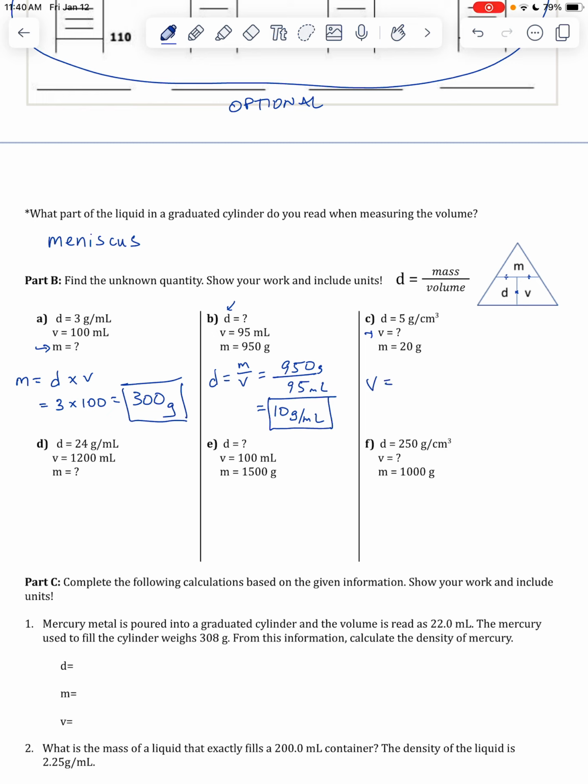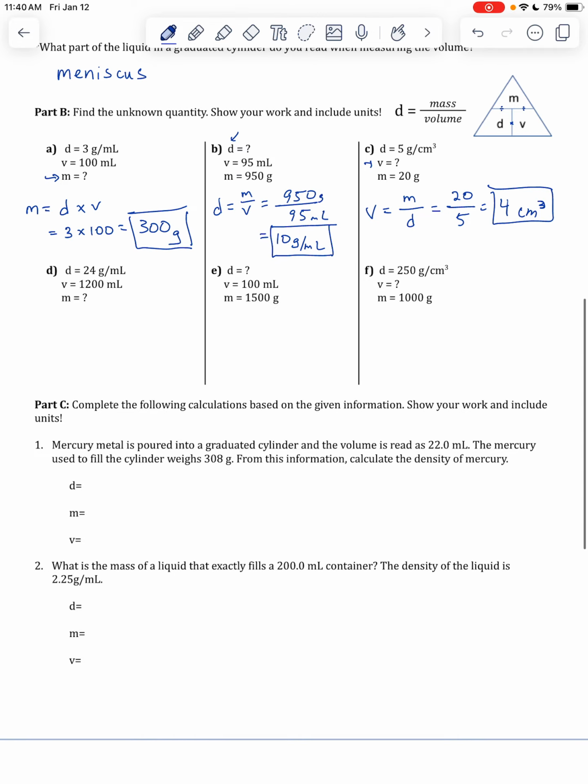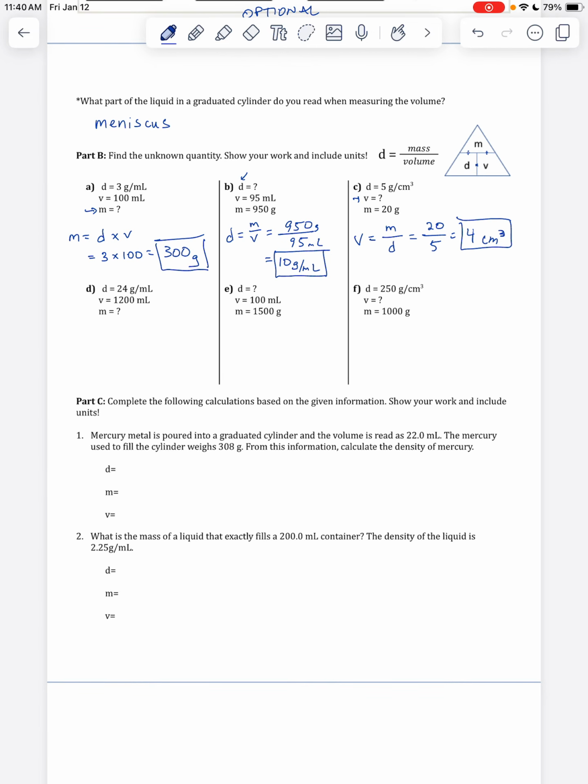All right, and now we have volume to solve for. That's kind of like in the example problem. Volume is going to be equal to mass divided by density. Using our triangle, 20 divided by 5, and it gives me 4. And in this case, centimeters cubed is our unit for volume. Remember, centimeters cubed and milliliters are basically saying the same thing. So those are just a couple of examples to use.